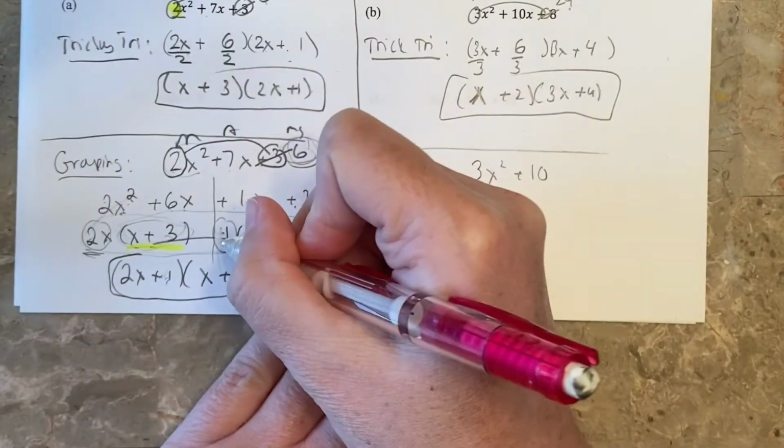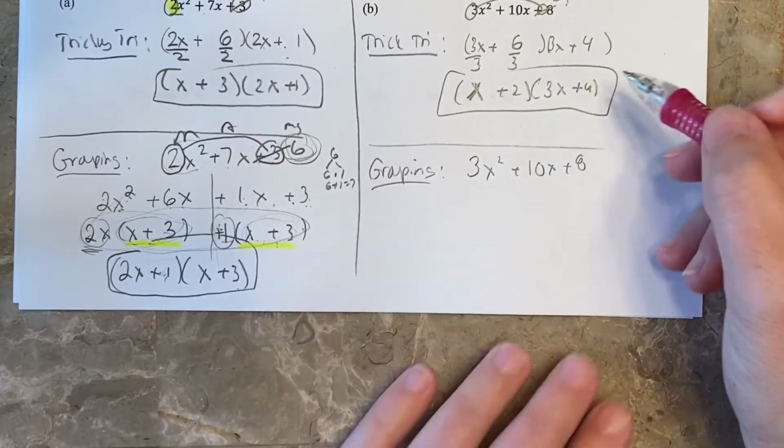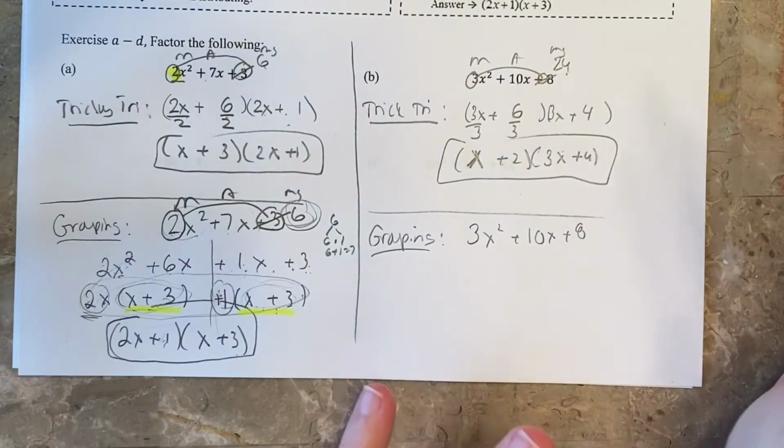She does have the plus here. All right, so I'm going to put the plus in there. 3x squared plus 10x plus 8. Okay, so now I'm going to show you how to get the same exact answers, but just grouping instead.